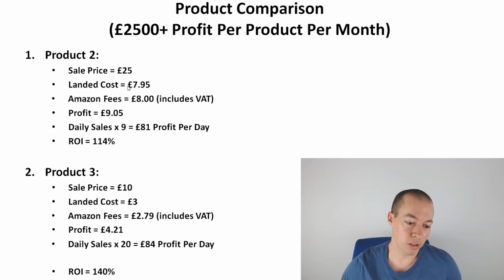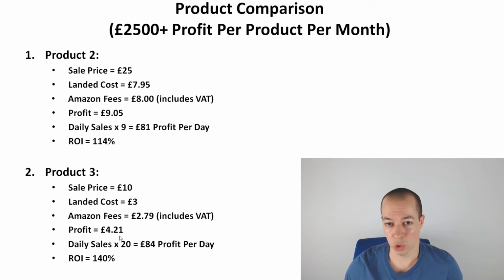So the ROI on that product is 140%, because you can see for every £3 I invest, I get roughly £4.20 profit back plus the original £3, so £7.21 back in total. So the ROI on that third product is actually better than on the second product, despite the fact it's at a much lower price point. So hopefully that gives you a much better understanding of price point, ROI, and that there are opportunities at that lower price point.